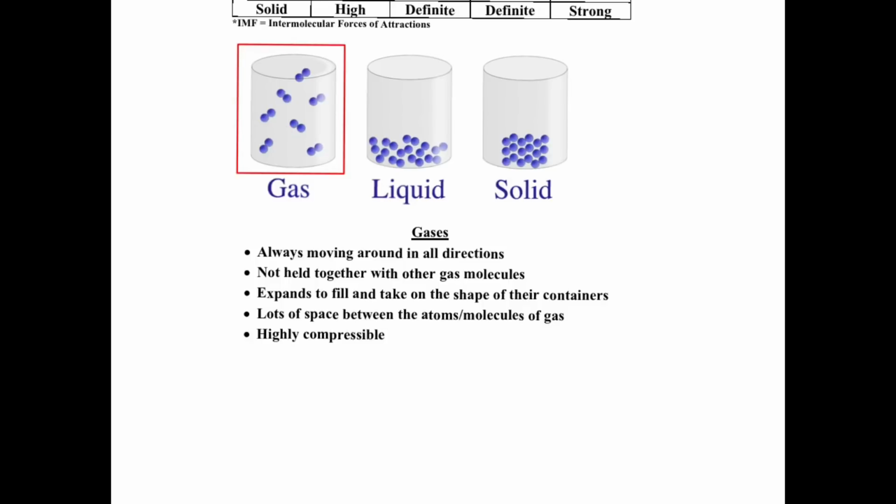But for the most part, we can treat gases as though there are no real intermolecular forces of attraction, because of the fact that they're always moving and they're held together very little or not at all. They can expand then to fill whatever the containers are, because they're buzzing around moving. So they expand. There's lots of space between the molecules. That's why they have a very low density. And because of that, there's space to squish them into, so they're highly compressible.